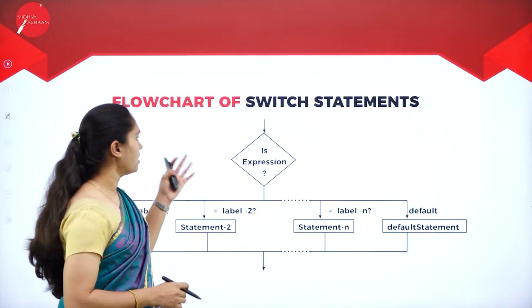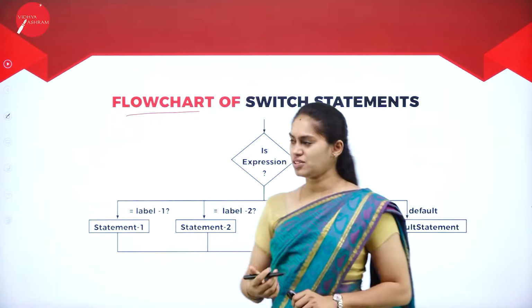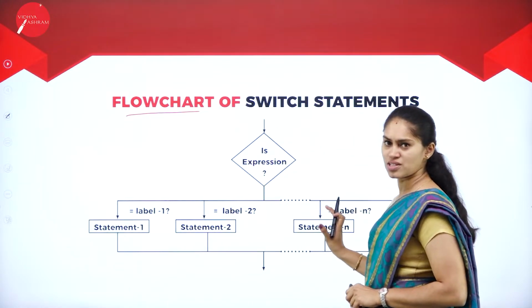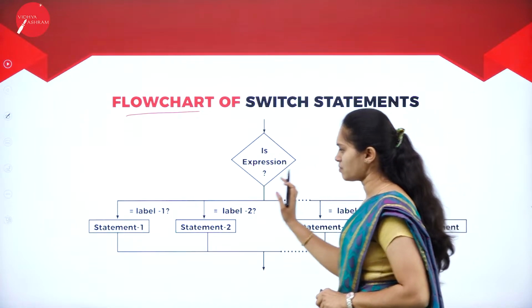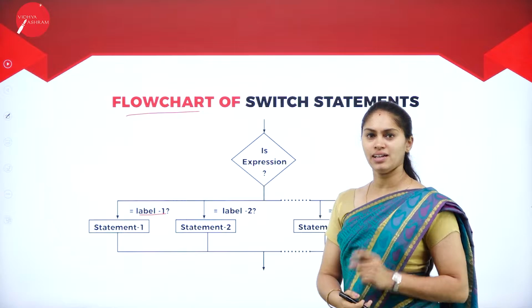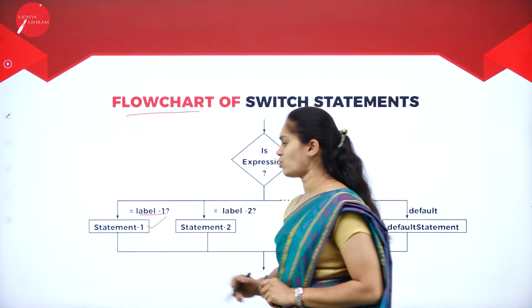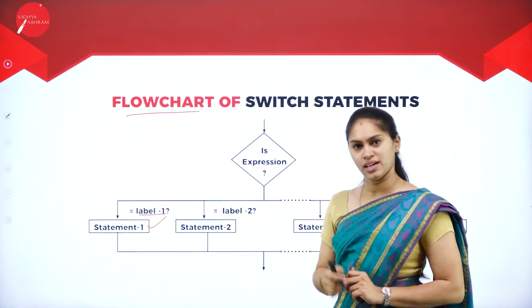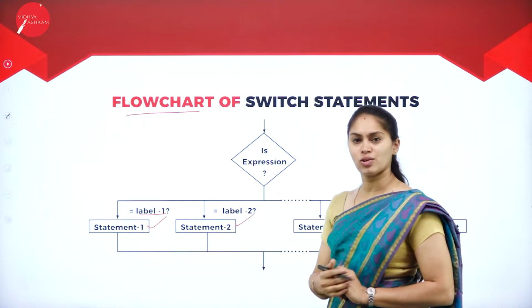So now we'll see the flow chart of the switch statement. First, in the entry, we check the condition. I have multiple options here. I check whether my expression is matching with label 1. If it is true, then statement 1 will execute. If my expression is matching with label 2, then statement 2 will execute.